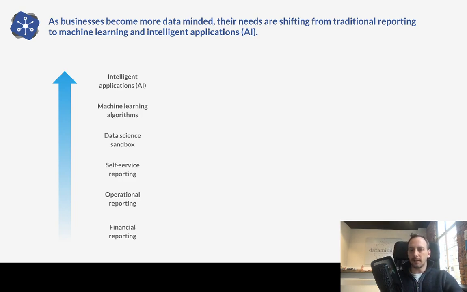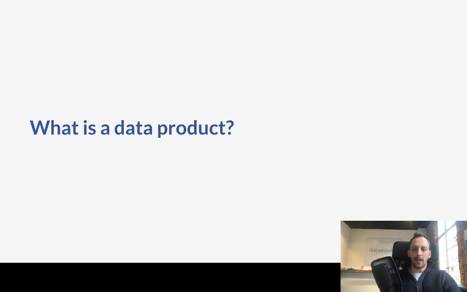And that's a trend that, because of that, the underlying data platforms shift as well. Whatever tools you use for financial reporting are probably not the right tools to use for machine learning algorithms, right? And we're going to zoom into that a bit. And let me start by explaining what is actually a data product. It's a new term being coined.